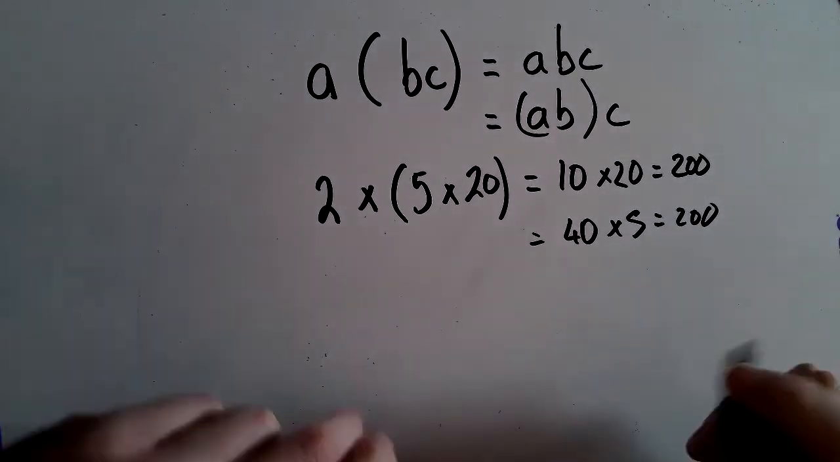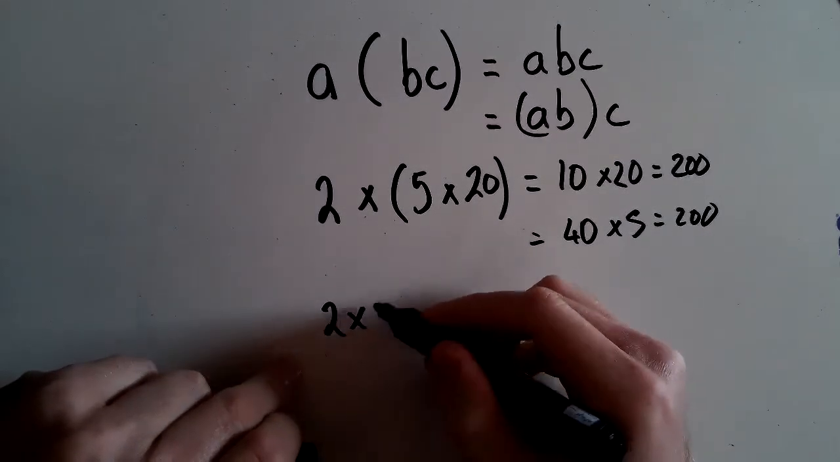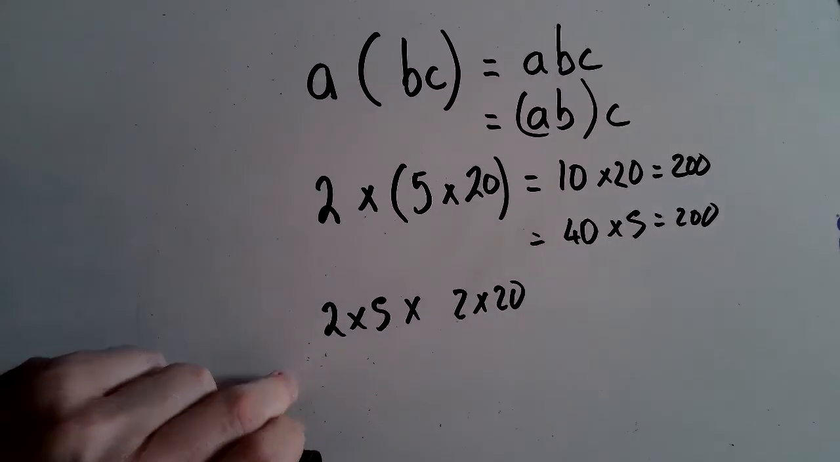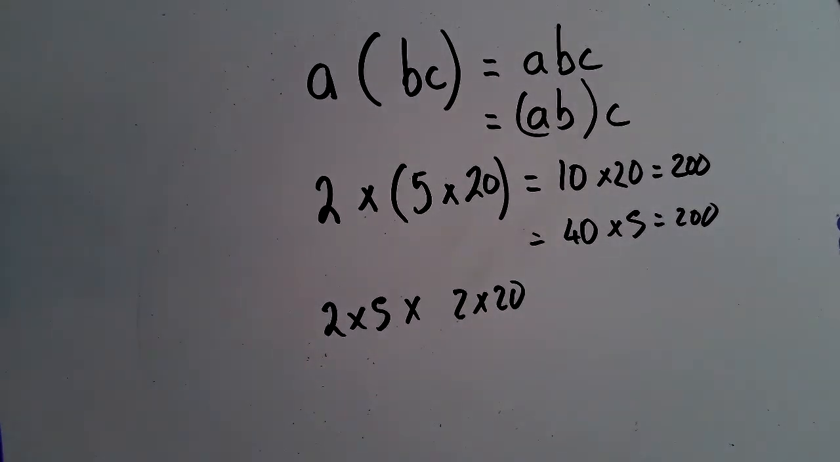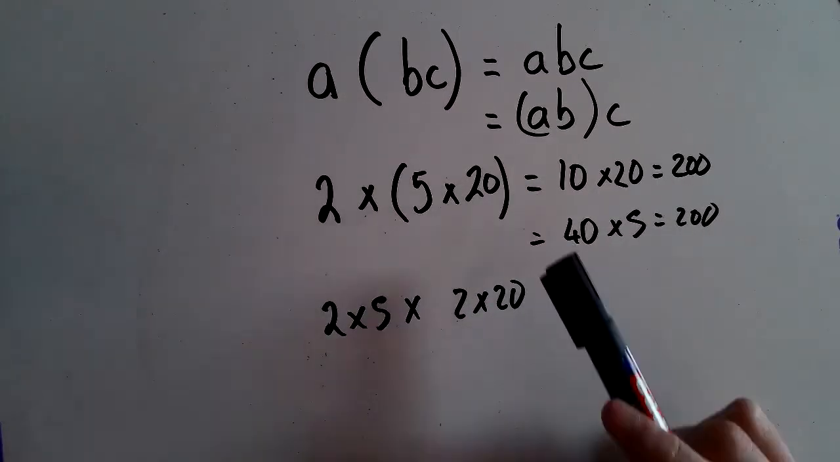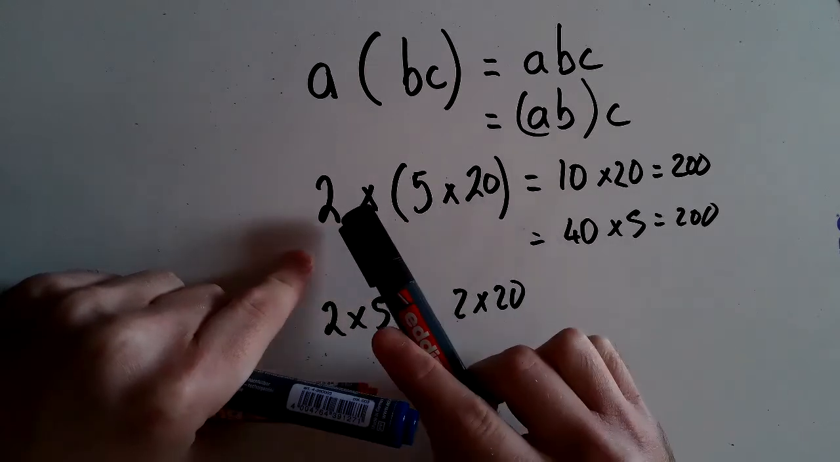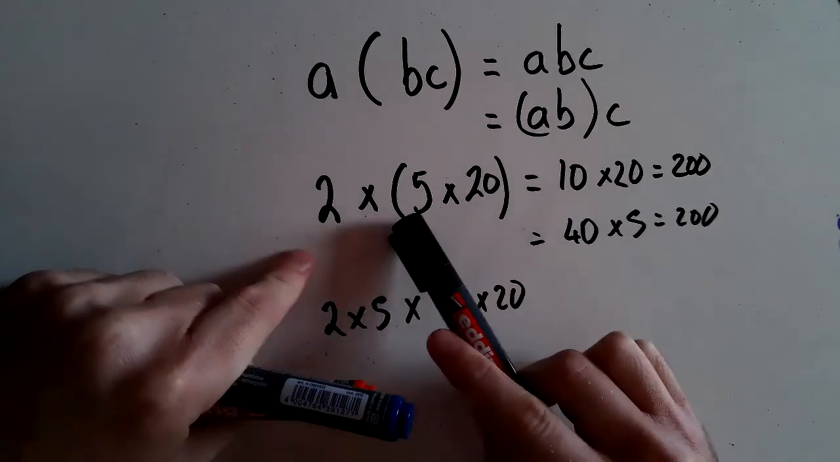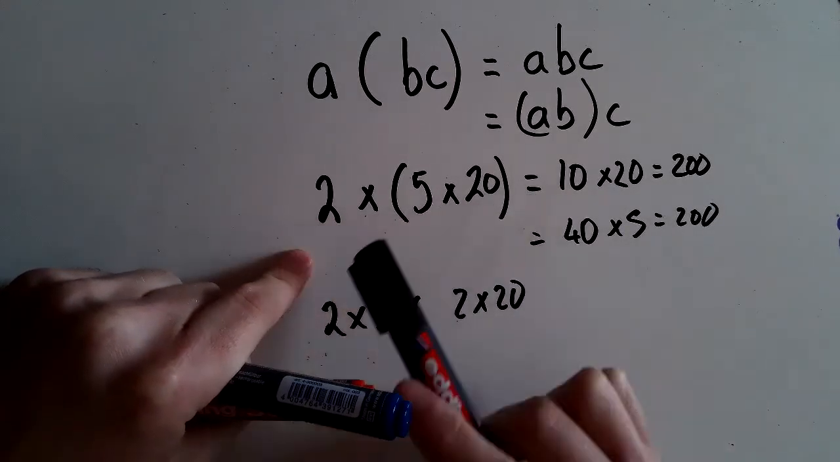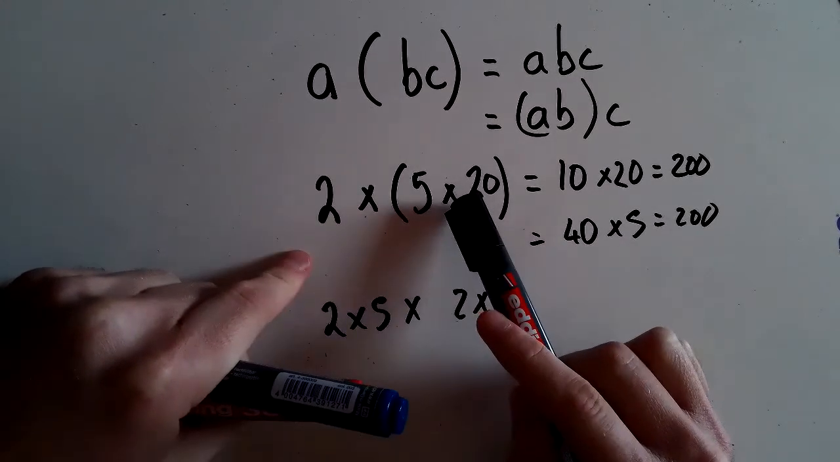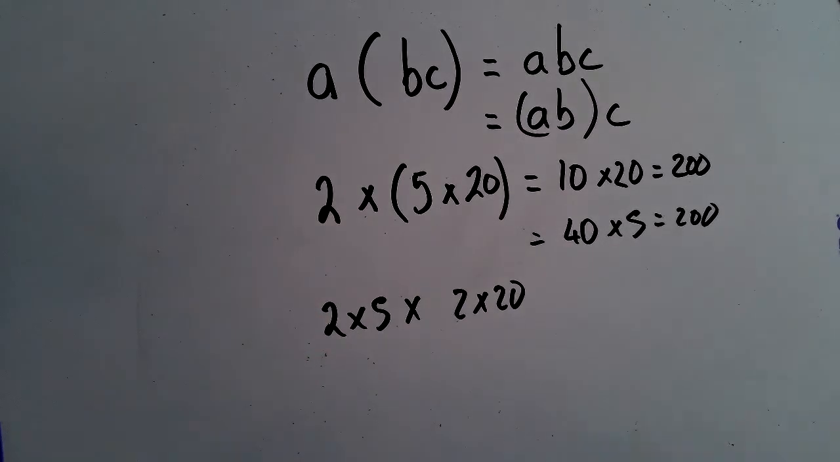But what I don't do is I don't do 2 times 5 and 2 times 20, and then times them together. I don't expand both of them, if that makes sense. Since these are all terms multiplying, I just do in any order. So 2 times 5 times 20, or 2 times 20 times 5. I don't do 2 times 5 times 2 times 20. There's no add in the middle, so I don't have to expand that bracket.